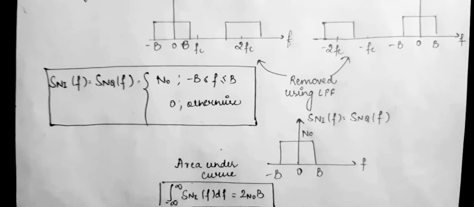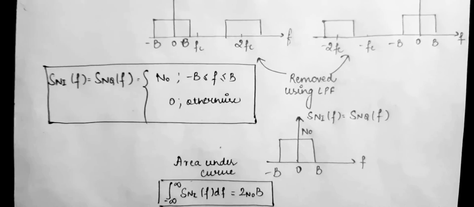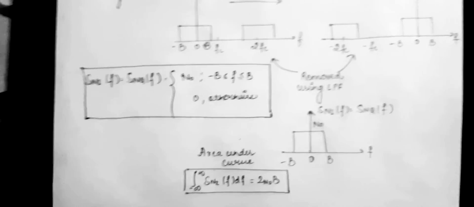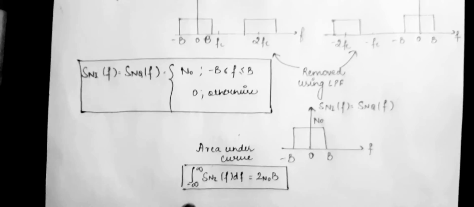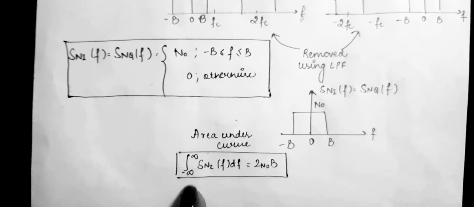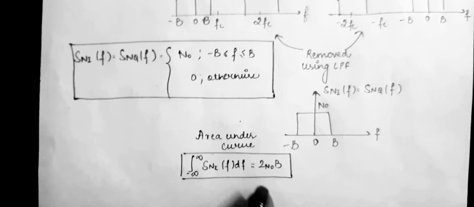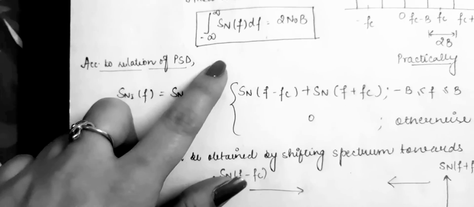So this power spectral density is the same as the power spectral density of the in-phase component. Here the area under the curve, that is the integration from minus infinity to infinity of S_NI(f) df, is equal to twice N0B. Now we can see that it is similar to the power spectral density of the in-phase and quadrature components.